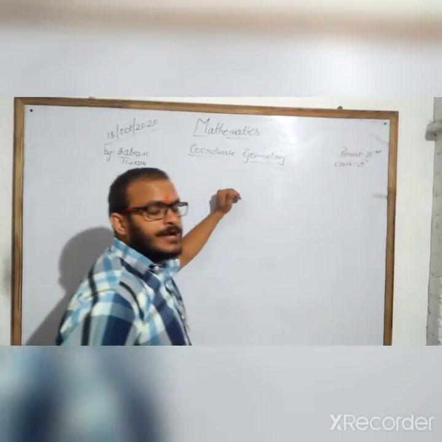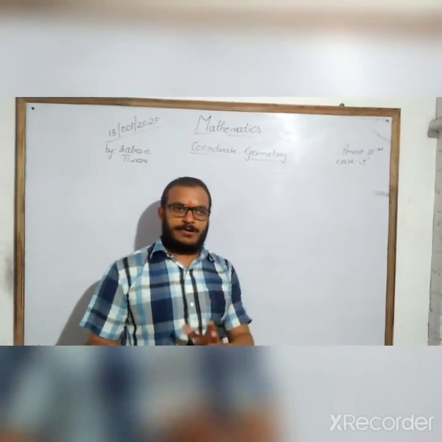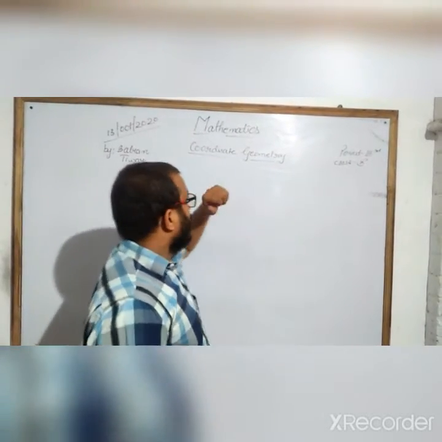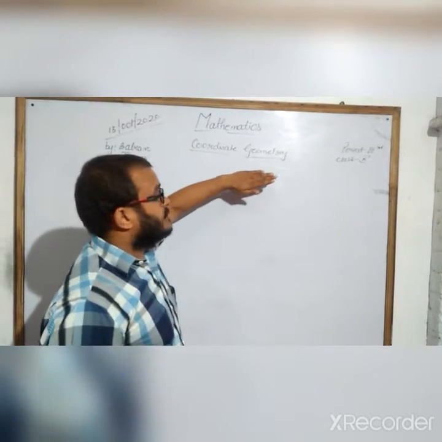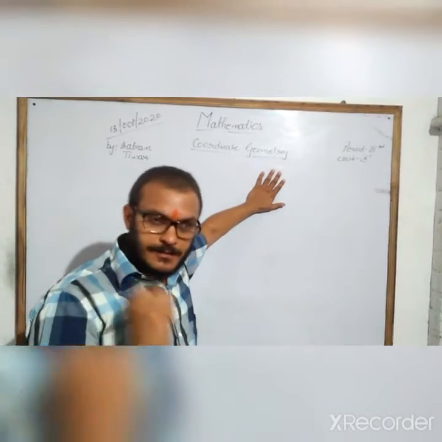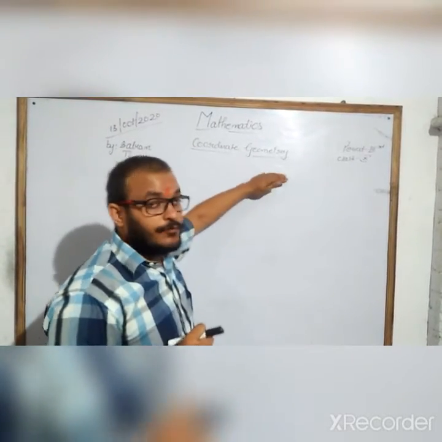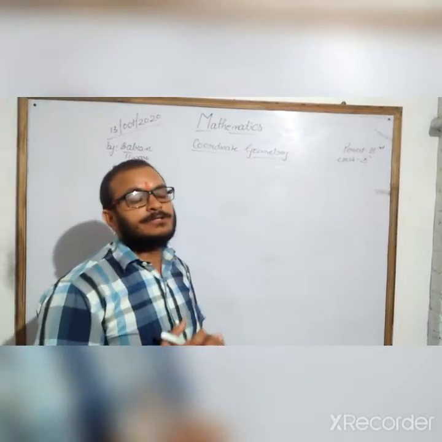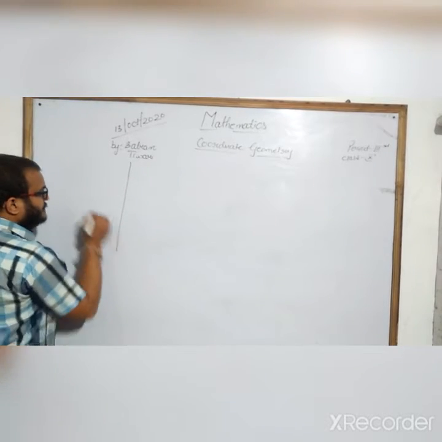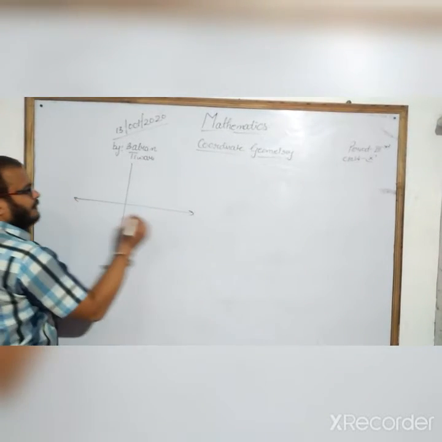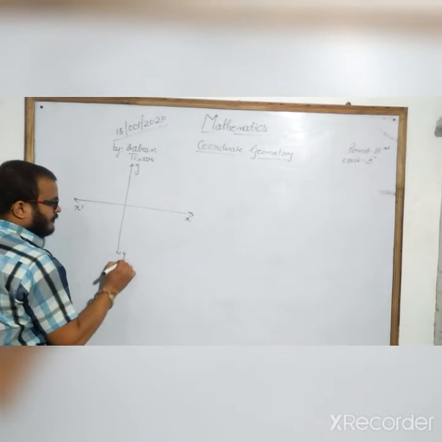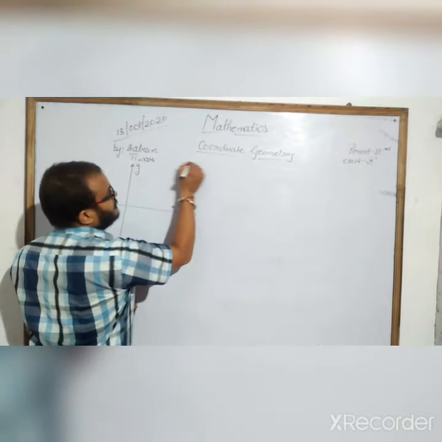In the last video, we discussed what coordinate geometry is, that is, the scope of studying this chapter. Simply, we can say this chapter is used to find the section of lines, and to find the distance between two points in a coordinate system. What is a coordinate system? Again, this is a graph. You can call this the x-axis, and this is called the y-axis.